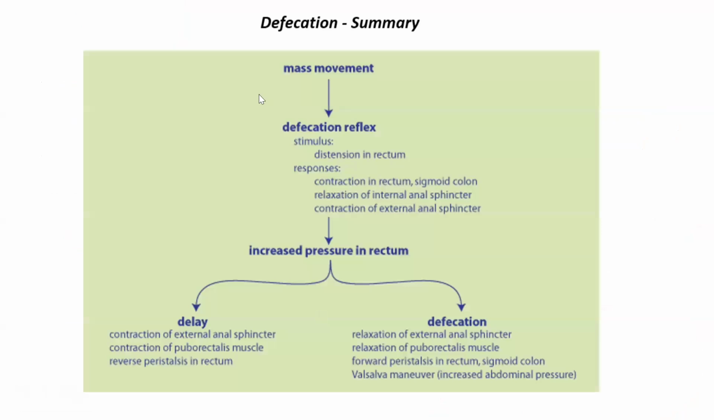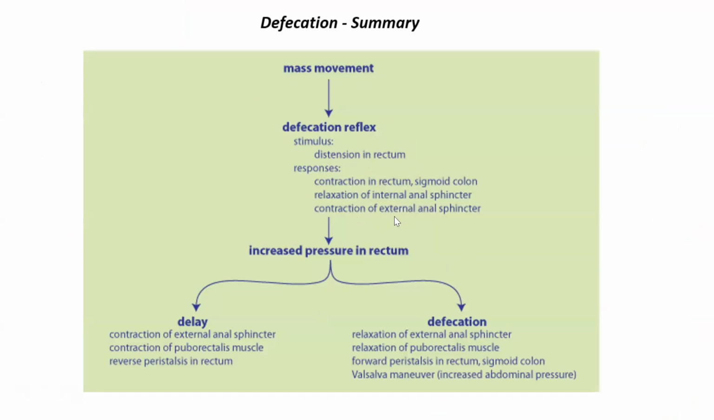Let's go over a summary of defecation. When you have mass movements in your distal colon, the defecation reflex is stimulated. Whenever the feces are in your rectum and there's distension of the rectum, the pressure receptors in the rectum are stimulated. That is when the defecation reflex gets activated. What happens when the defecation reflex is activated? You're going to have contraction in the rectum, right? Because it needs to squeeze the feces out. You're going to have a reflex relaxation of the internal anal sphincter, and then contraction of the external.